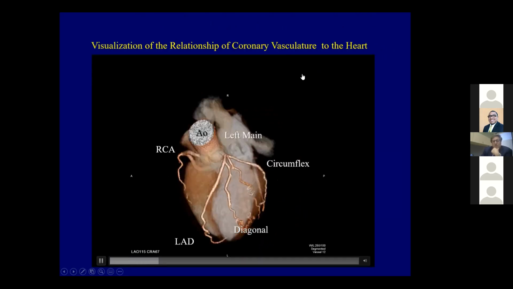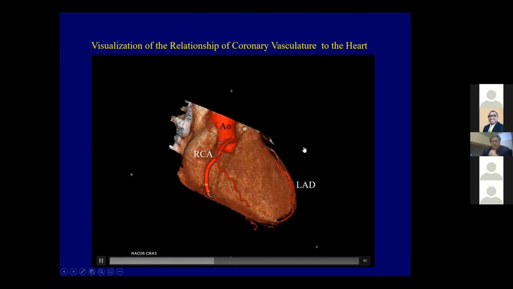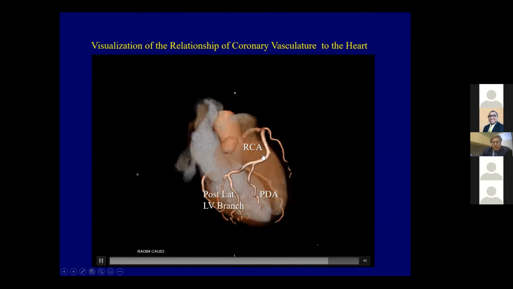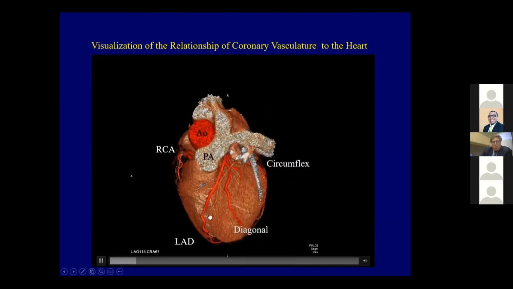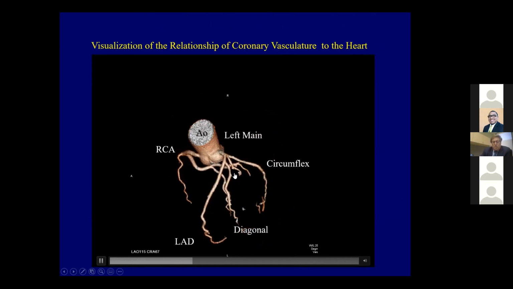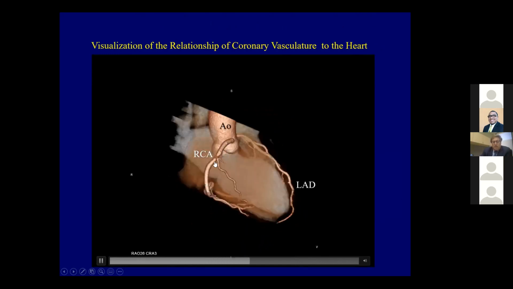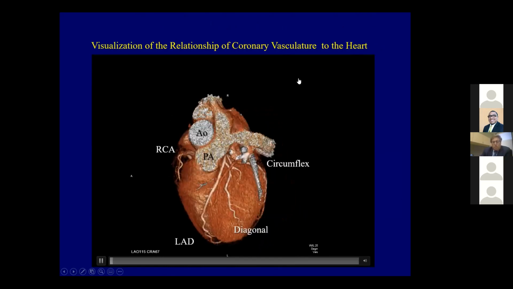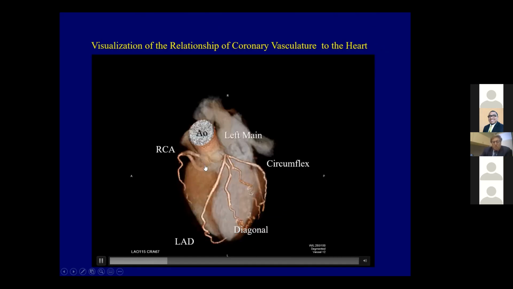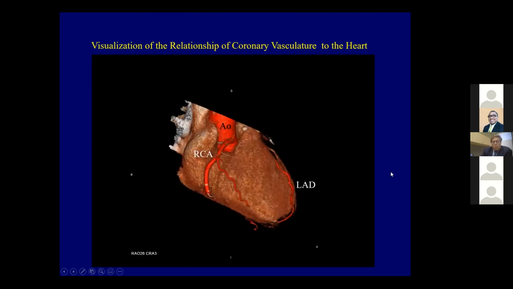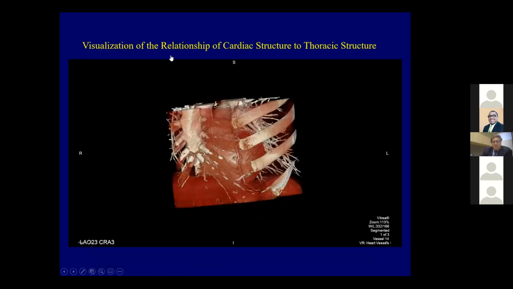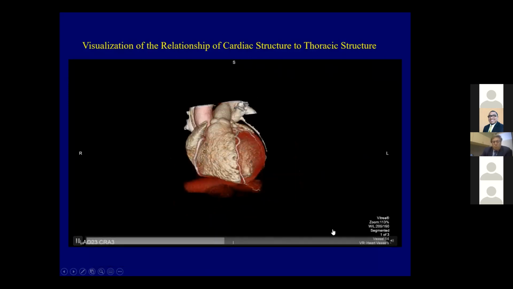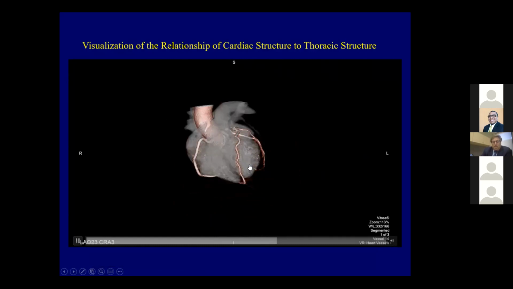In addition to the relationship of the coronary arteries and veins, we can then take the next step, which is looking at the relationship of the coronary arteries to the actual cardiac chambers and myocardium. Here we can see it all together, and we're slowly peeling it away to the coronary arteries. So: coronary arteries and coronary veins, coronary vasculature, and cardiac structure. What's the next step? The next step is visualizing the relationship of cardiac structures to the thoracic structures. So putting them all together, we'll start again in a second.